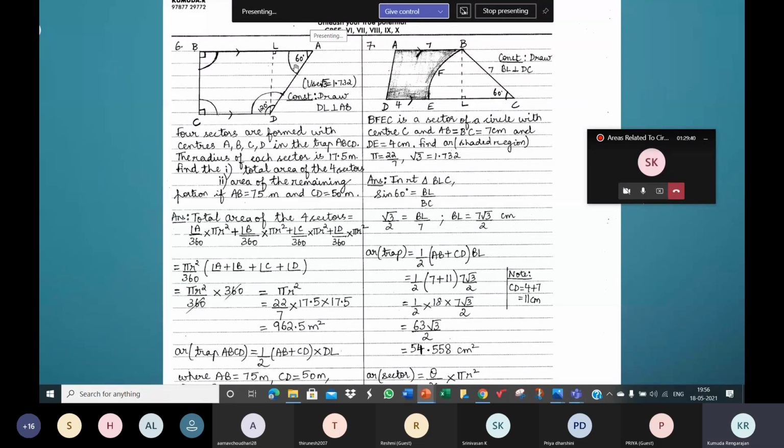Okay. Now to find the area of the trapezium, the formula is half the sum of the parallel sides. So the parallel sides are AB and CD. Half of AB plus CD, into this. Now, how do we know that they are parallel sides?